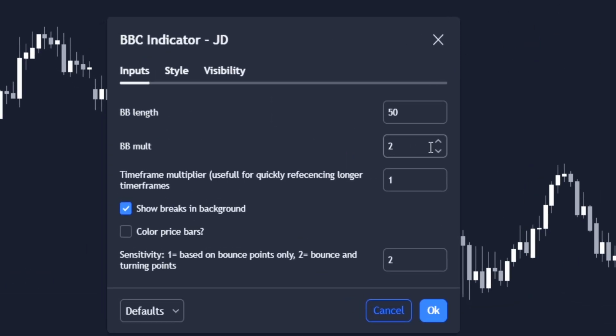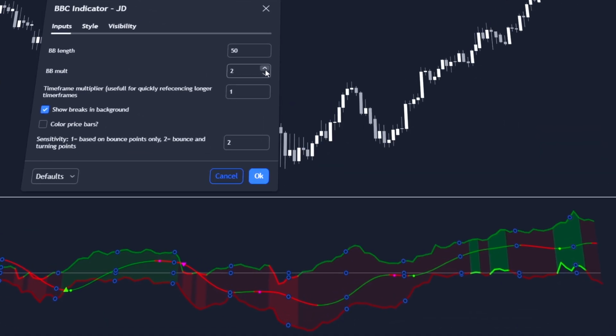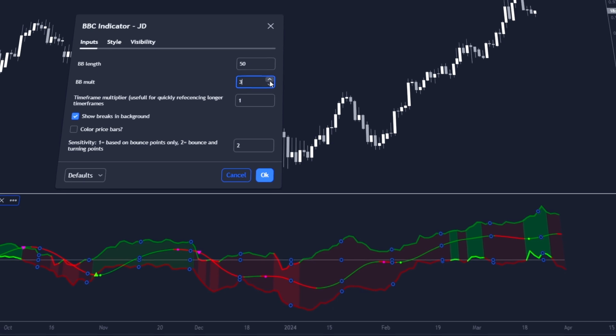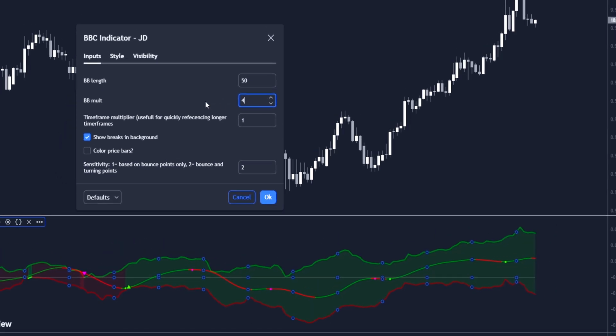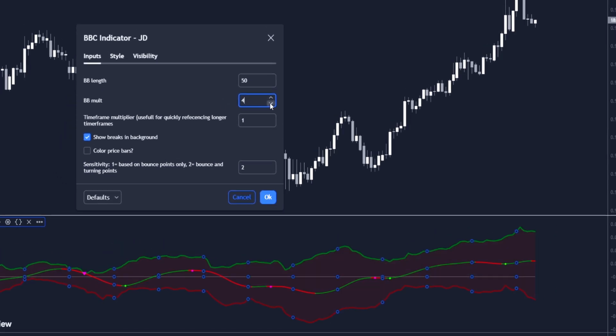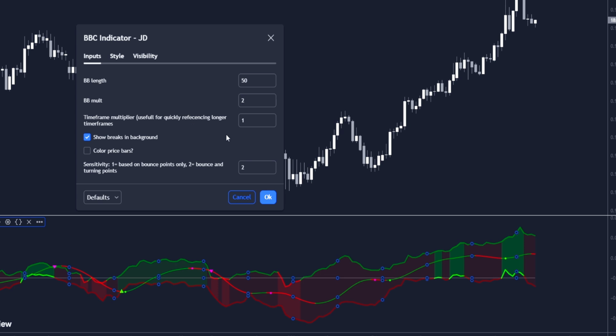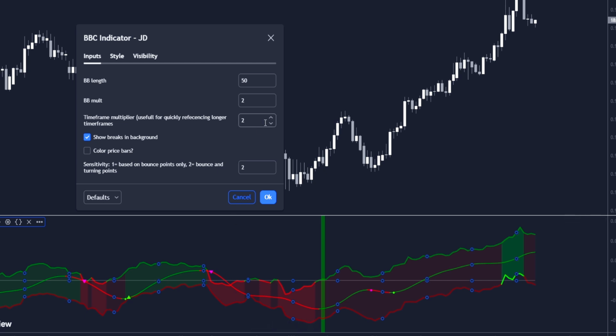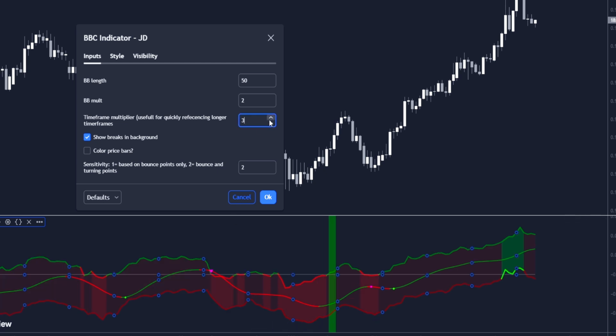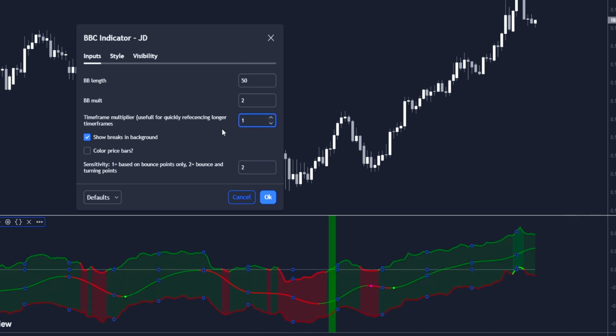The second parameter, BB mult, is the multiplier for the standard deviation in the Bollinger Bands calculation. It affects the width of the bands and thus their sensitivity to price movements. The third option, time frame multiplier, adjusts the temporality of the indicator without changing the time frame of the chart. It is useful to quickly get a sense of longer time frames.